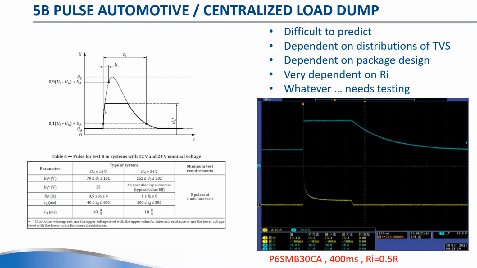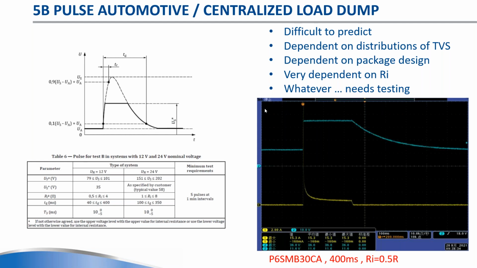So you have the 5B pulse limited to 35 volt, and here we're testing it with 400 milliseconds and internal resistance of 0.5 ohm. You would never expect a P6, a 600 watt device, to manage a centralized load dump. But if you can push up the breakdown voltage, which means a higher clamping voltage, but potentially the device doesn't heat up that much, it's not that much higher. So actually a 600 watt can pass here.